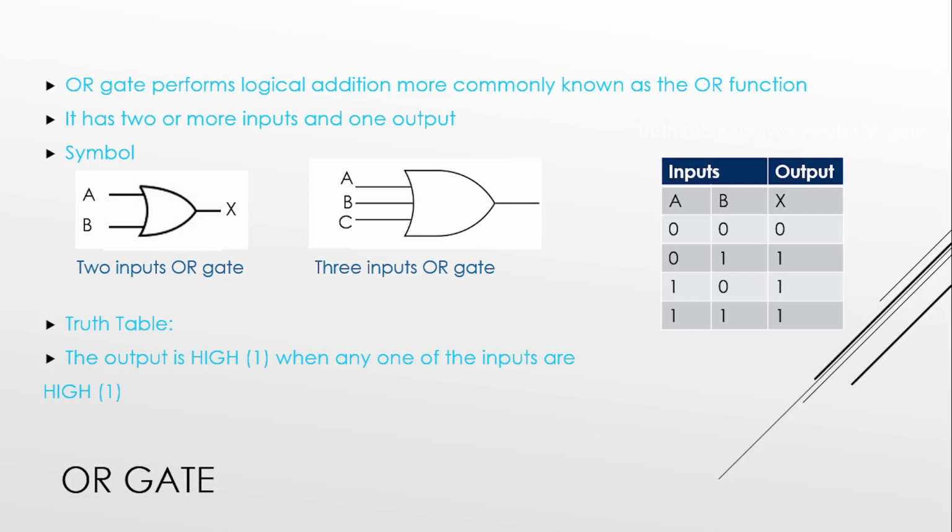Both inputs are 0, so 0, 0. Then A is 0, B is 1, 0, 1. Another possibility is A is 1 and B is 0. And the fourth possibility is both inputs are 1. So, what will be the conditions at output? When inputs are 0, 0, output is 0.